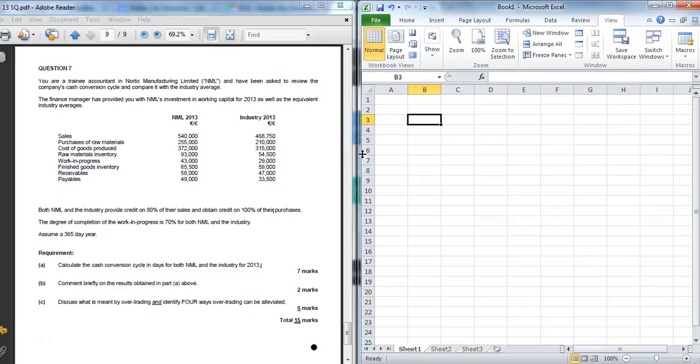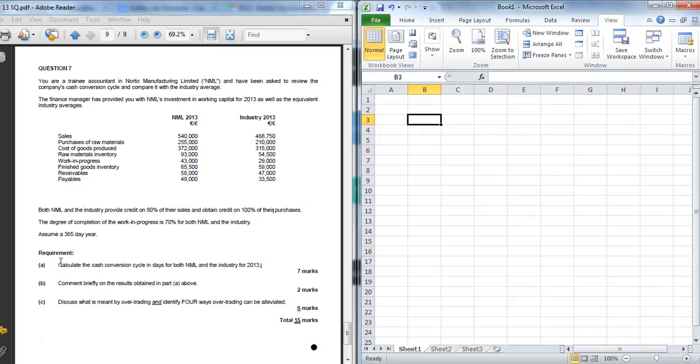This screencast is looking at Summer 13 Question 7, focused on ratio analysis in the context of working capital management. So, assuming you've read through the question, and hopefully you've attempted it as well, we're going to focus on Part A and Part B, which asks you to calculate the working capital management for NML, the particular company here, and the industry for 2013, and also to comment briefly on those results for a total of 9 marks.